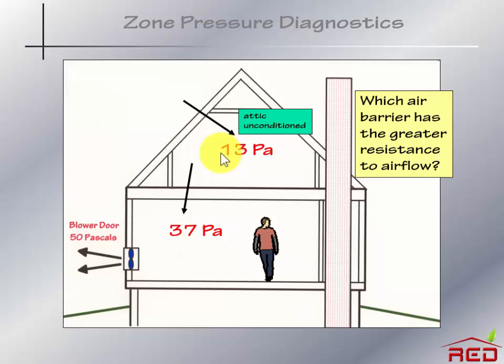So which of these is the better pressure boundary? In other words, which of these imposes the greater resistance to airflow? It is the attic floor right here. It has the higher of the two pressures.